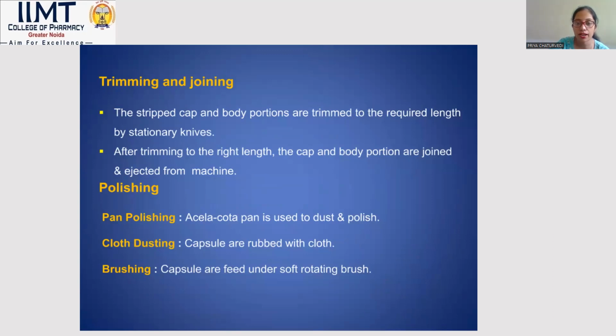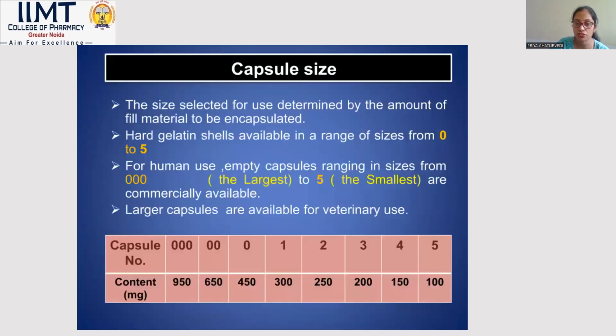After trimming to the right length, the cap and body portion are joined and ejected from the machine. Polishing. Pan polishing is done by an Accela-Cota pan, which is used to dust and polish. Cloth dusting: capsules are rubbed with cloth. Brushing: capsules are fed under a soft rotating brush.